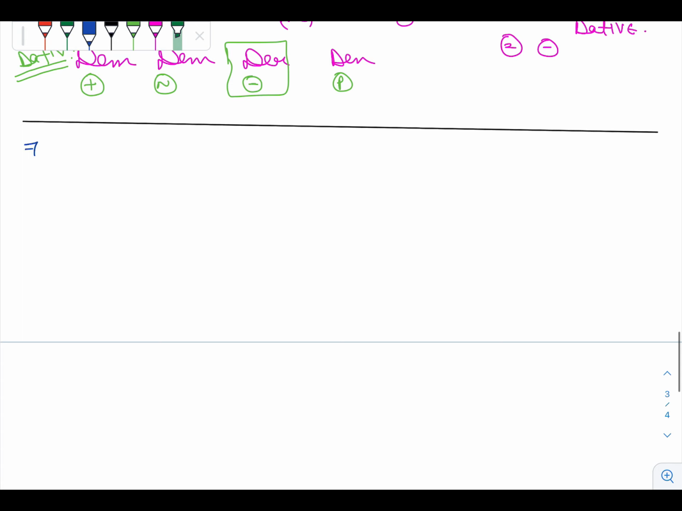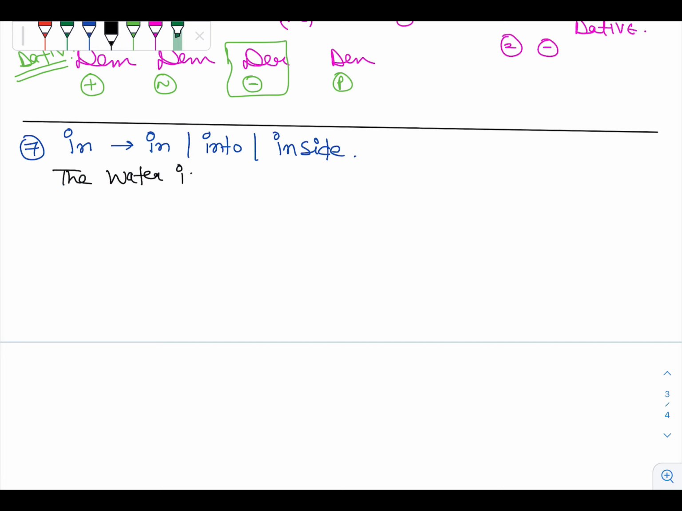So Nummer 7, in. Again, in means in, into, inside. If I want to say the water is in the bottle. The water is in the bottle. Am I talking here about the movement, or am I talking here about the location of the water?